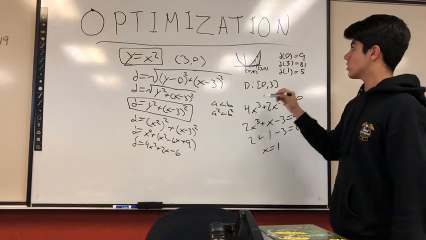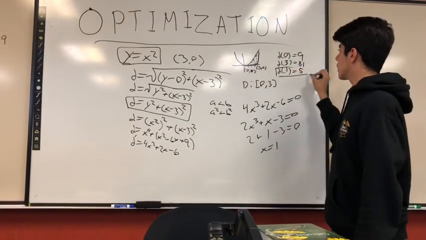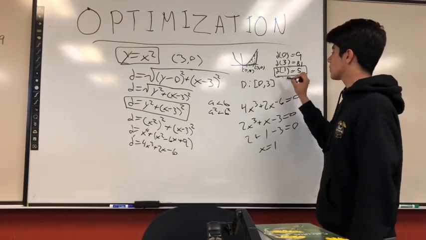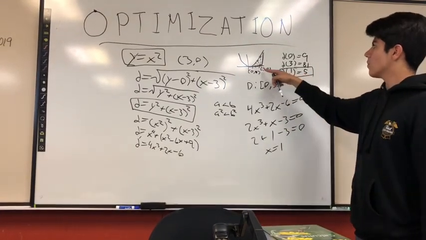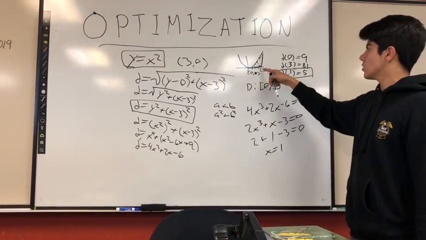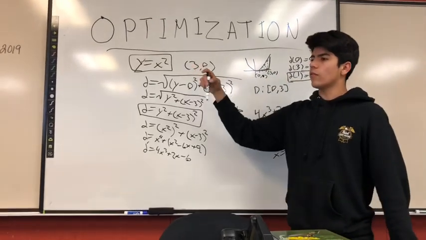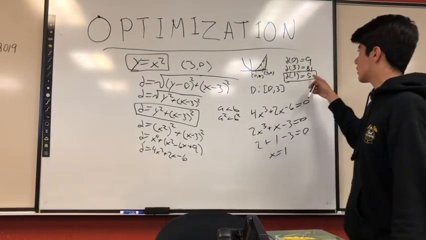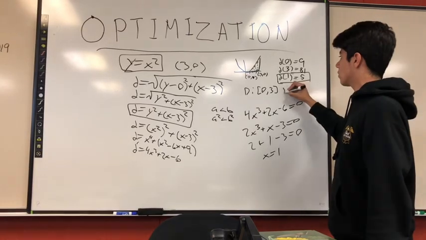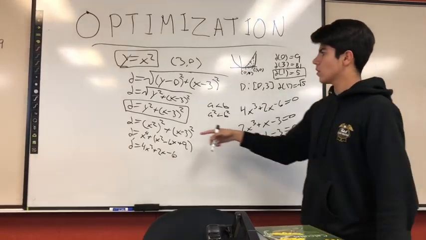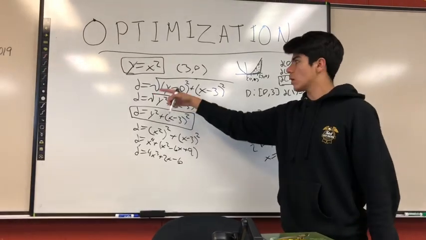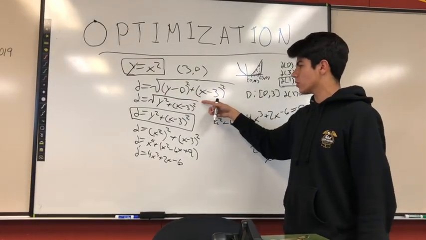So we see that the smallest distance here is when x equals 1. Keep in mind, this isn't the distance from the point 3, 0 to the point 1, 1. This is actually that distance squared. So the real distance would be the square root of 5, because the distance formula, as we know, is the square root of all that, but we removed this sign earlier.